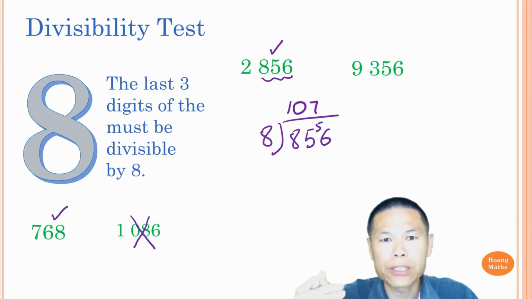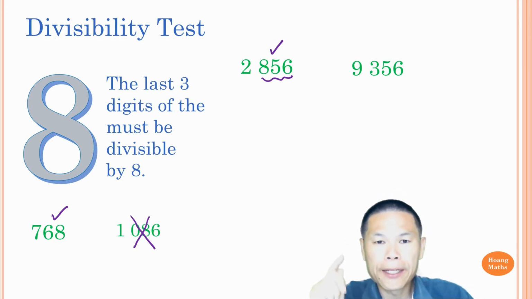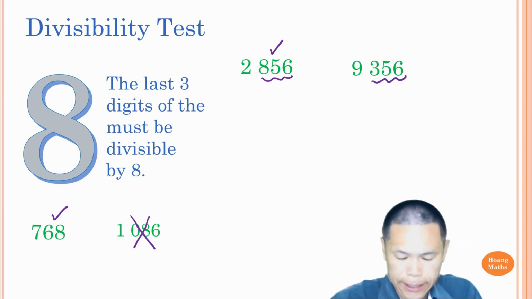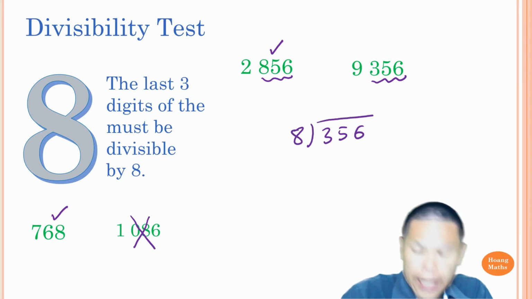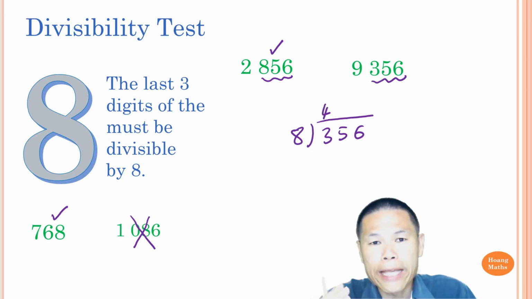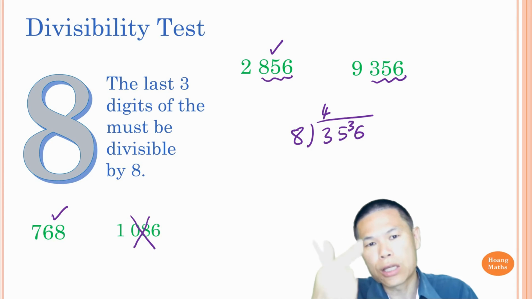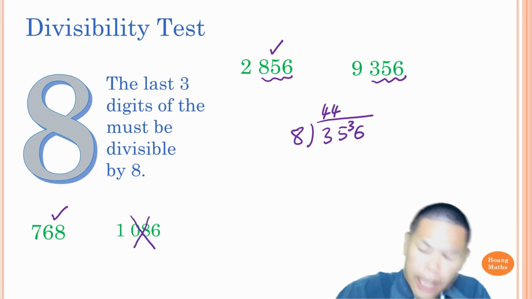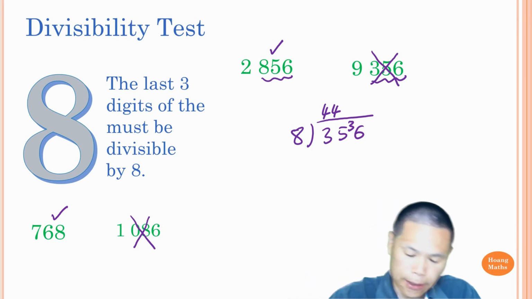Please pause the video. Try this one yourself. How did you go? So let's check it out. Remember, the last 3 digits must be divisible by 8. So we have 356 divided by 8. And 8 goes into 35 is 4 times, because 4 times 8 is 32. And the remainder is 3, because 32, 33, 34, 35. And 8 goes into 36 is 4 times again. And the remainder is 4. So therefore this is not divisible by 8.